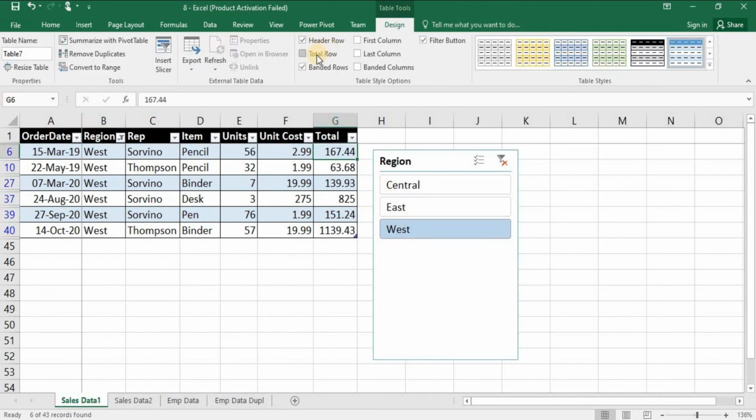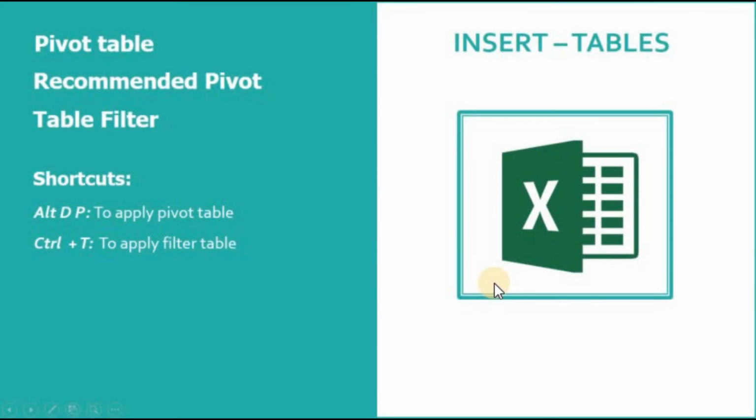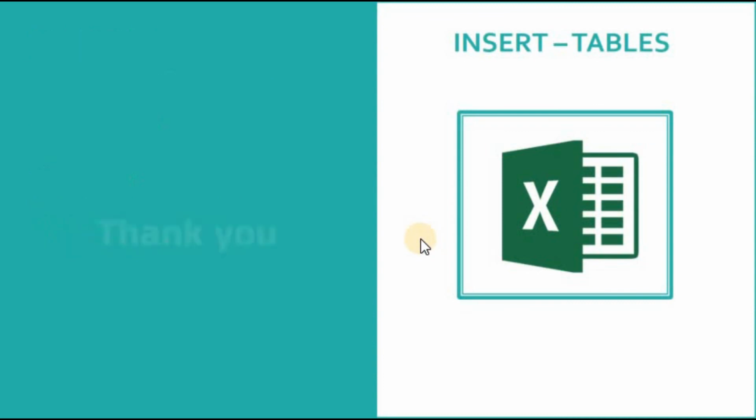Here we have options like header row, total row and so on. These all are useful to customize the table further. All these are self-explanatory. So far, we have seen how to apply pivot table, how to customize it, recommended pivots and table filters. The shortcuts we have seen are Alt D P to apply pivot, Ctrl plus T to apply table.